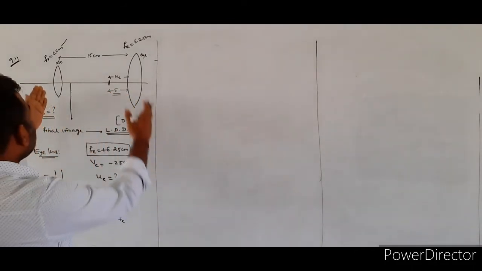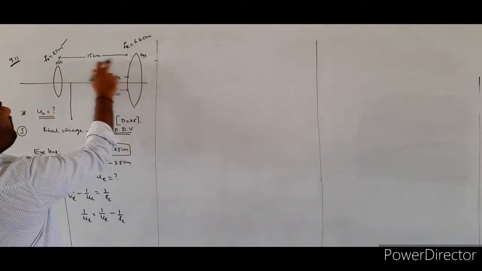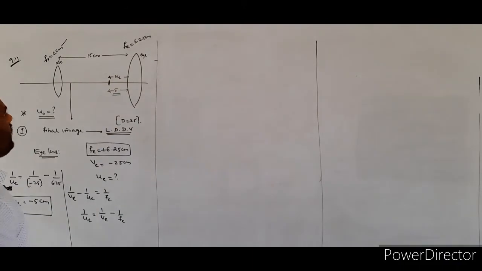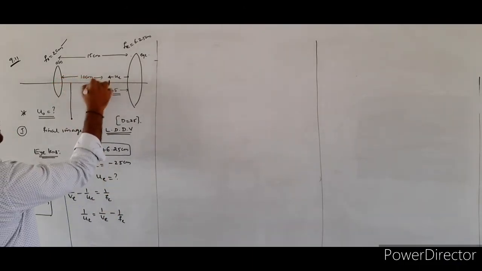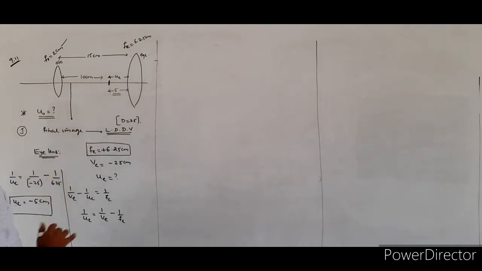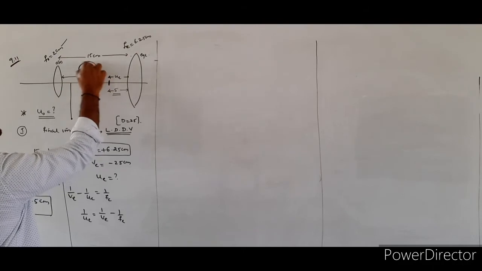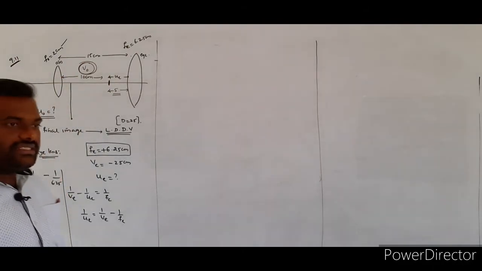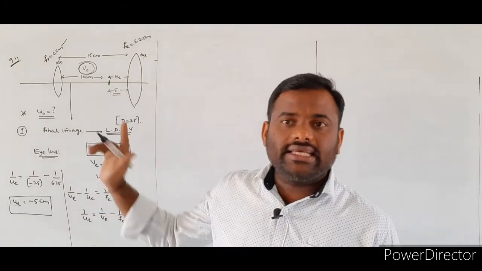But the actual distance of separation between the objective lens and eye lens is 15 centimeter, so this distance value is equal to 10 centimeter. What is this distance indicating? This distance is nothing but the image distance for the objective lens. Already in the theory we discussed.